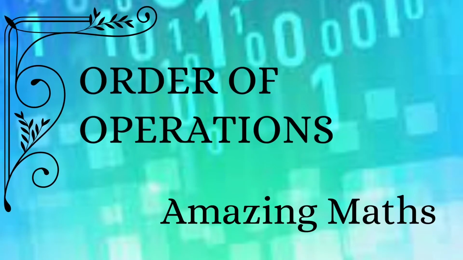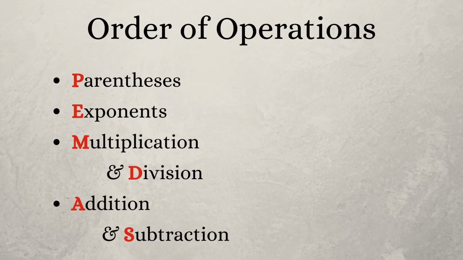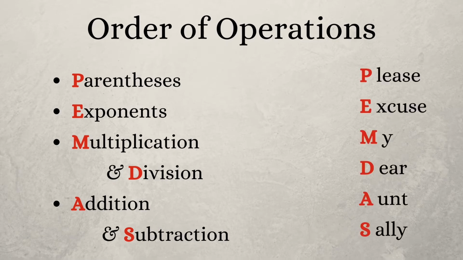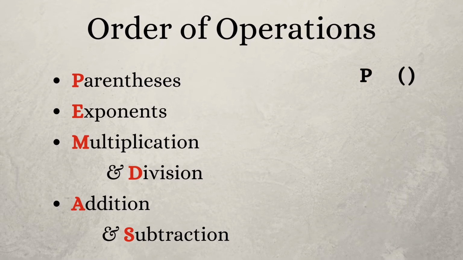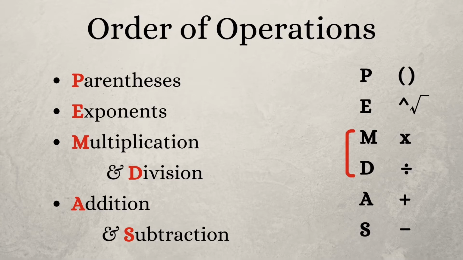Today we shall focus on order of operations in detail with some examples. For easy remembrance of the order, we have the famous phrase, "Please excuse my dear Aunt Sally." The first operation to be performed is parentheses or brackets. Next would be exponents, followed by multiplication and division, which have the same importance. Then comes addition and subtraction, again with equal importance and computed at the end.